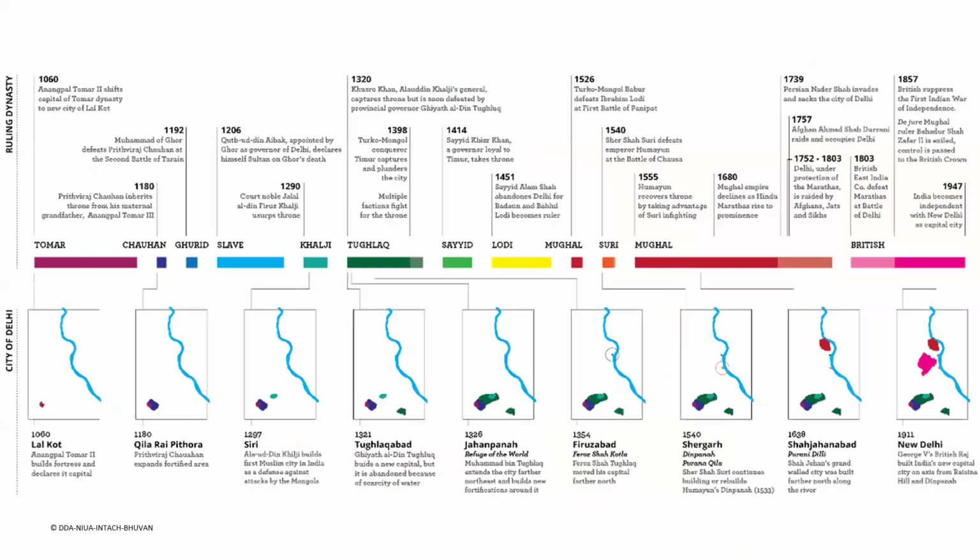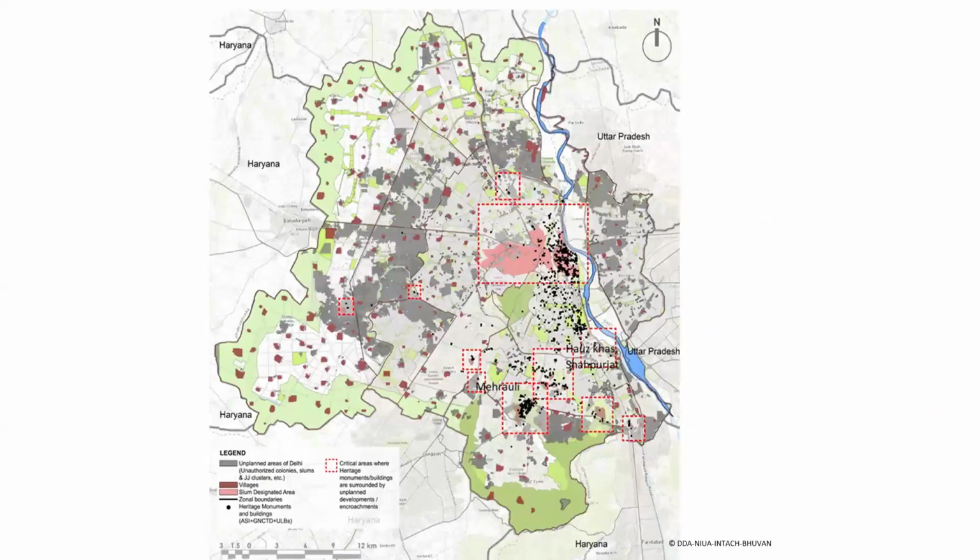So moving on, coming back to this timeline, this is how Delhi got built, the imperial cities of Delhi, the ruling dynasties of Delhi, and this is what formed what we call the seven cities, or the eight cities, or the nine cities of Delhi.